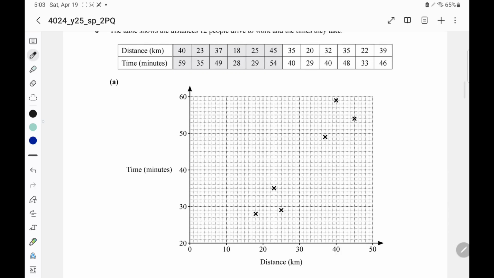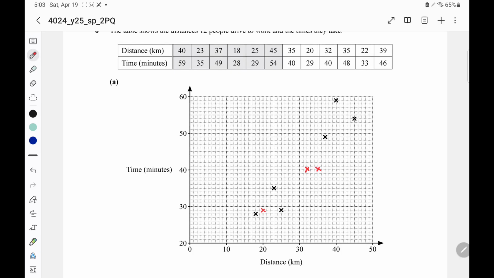So we are working on the next 6 points. The next 6 points are 35 and 40. So 35 and 40 is here. Then 20 and 29. We have 20 to 30, 10 boxes, so each box is for one number, 20 and 29. Then 32 and 40, the second point, 32 and 40 is here.